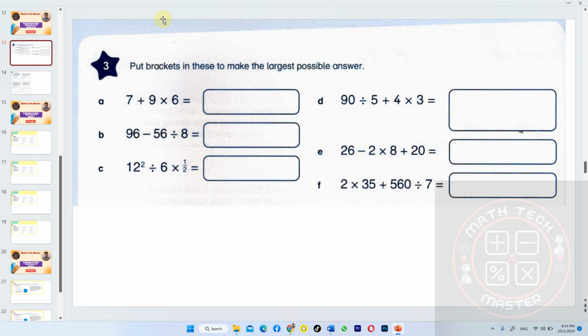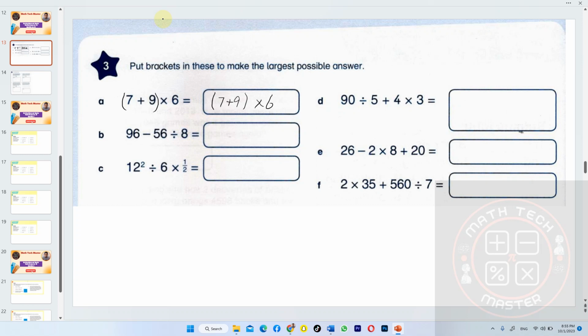In the routine task, if we use the BIDMAS operations in the first question, it should be multiplied before the addition of the numbers, and the answer will be 96 times 54 plus 761. But if we put the bracket before the 7 and after 9, we have to add 7 and 9 first and then multiply by 6. In this way, the answer will be 96. So this is the requirement of the question, that we have to put the brackets in a way that we get the maximum number as our answer.